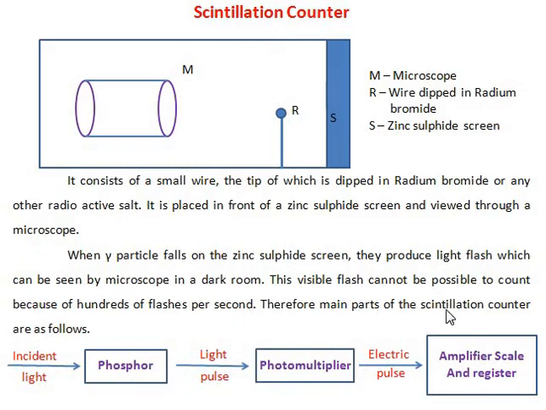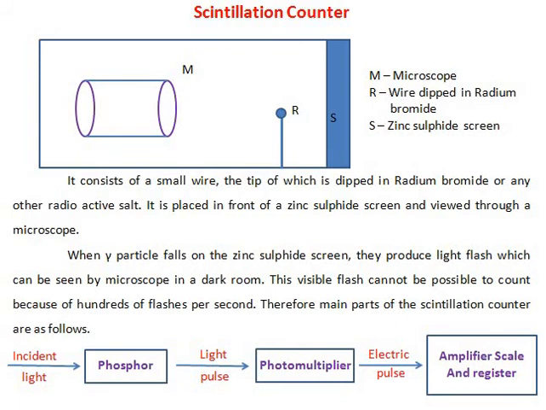Therefore, the main part of this scintillation counter is as follows. Here is the incident light, this is the phosphor, and after the phosphor the light pulse. Gamma radiation falls on the phosphor and produces a flash of light due to scintillation, that is the light pulse, which falls on the photomultiplier tube, and it produces photoelectrons, then it becomes an electric pulse. That electric pulse is amplified by the amplifier and counted by the counter. So this is the arrangement.